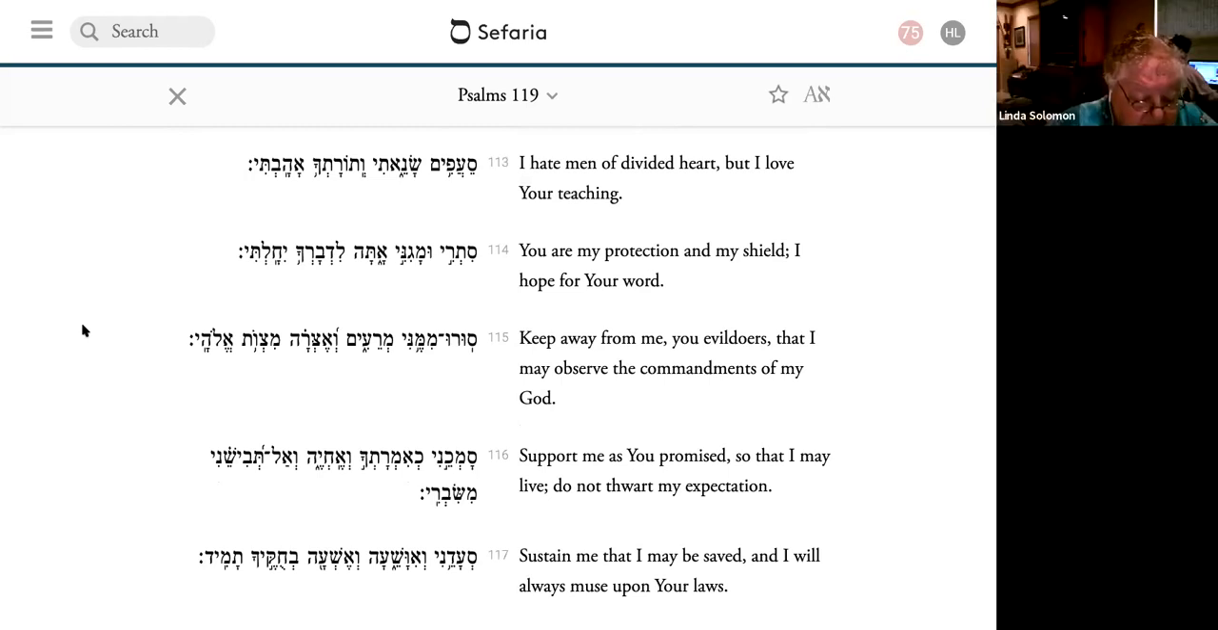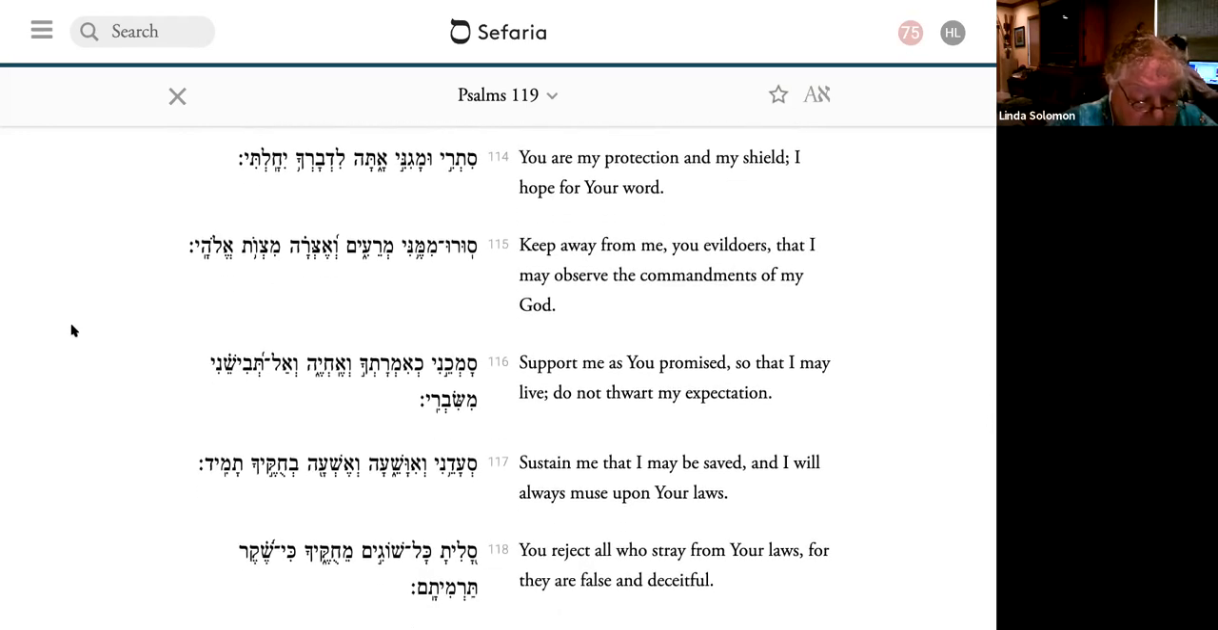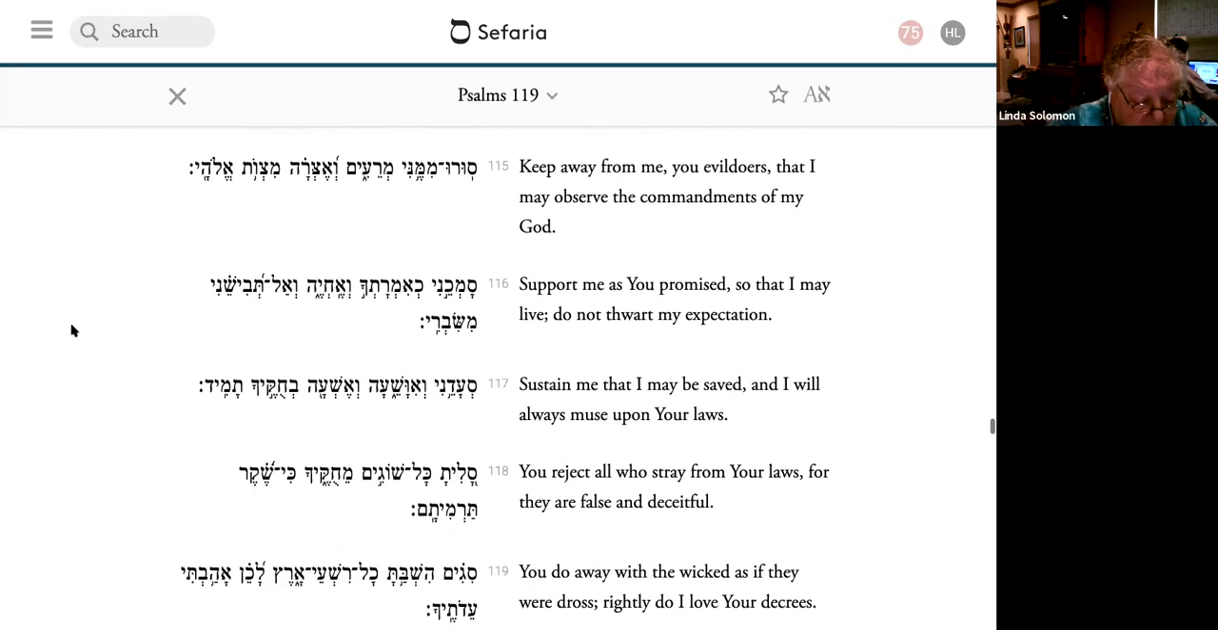Opposite opinions in the same person I despise, but your Torah I love. Only you are my refuge, my shield. I hope for your word. Out of my way, evildoers, let me guard the mitzvot of my God.